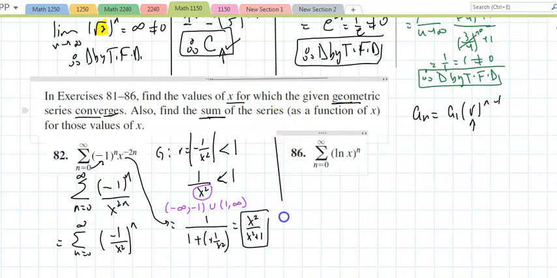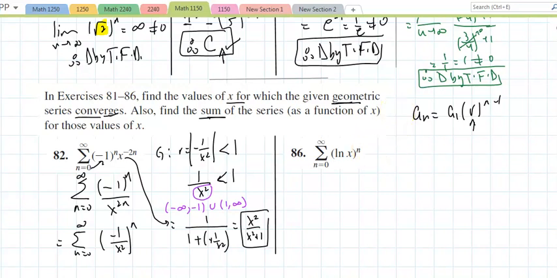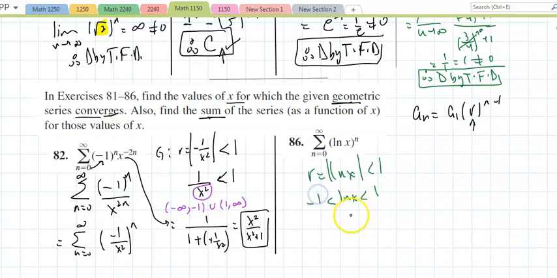Alright, and one more. Again, they told me this is geometric. If not, I need to figure that out. Well, everything in geometric series depends on r. Wouldn't you say in this case r is natural log of x in absolute value? I need that to be less than 1, which means I need natural log of x to be between 1 and negative 1. And that means x is between e to the 1 and e to the negative 1. As long as x is between those two values, I'm guaranteed that this is true.